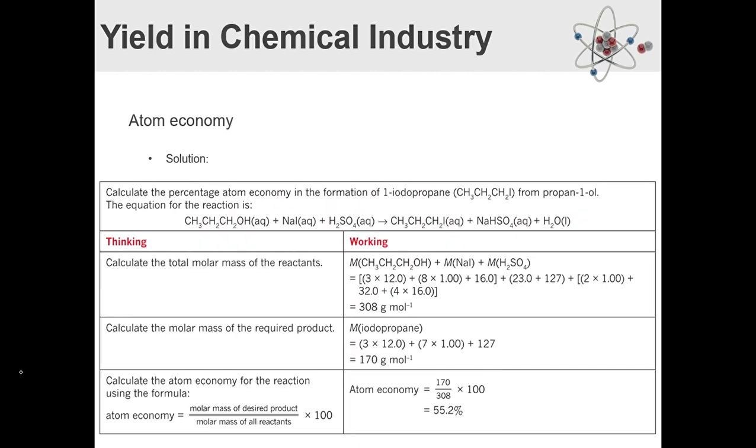Alright, so calculate the molar mass of the reactants. When you add all the molecular weights together, you get 308. The molar mass of the total product is 170. 170 divided by 308 is 55.2.